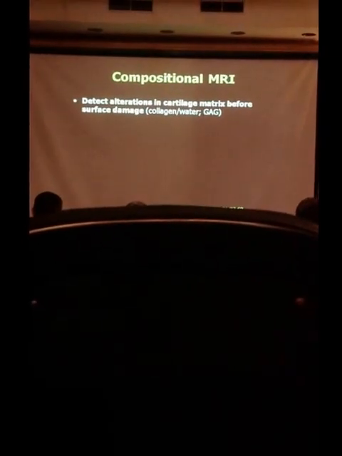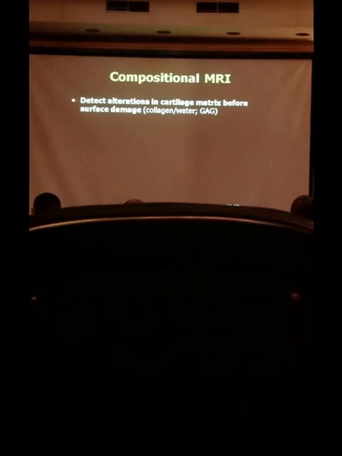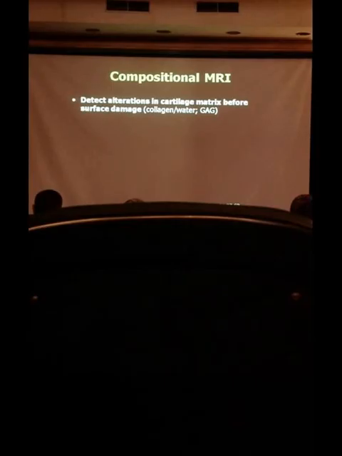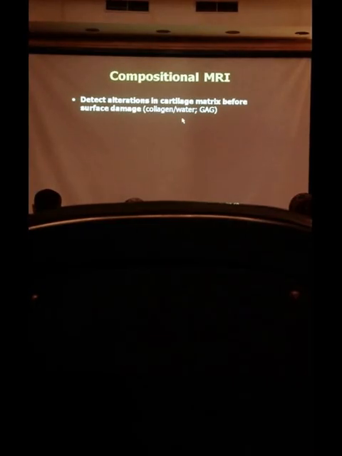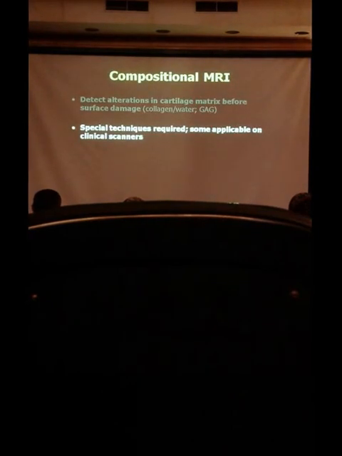So we see cartilage, we think it's fine. There's no defect whatsoever. But then we apply such compositional techniques and we see that within the cartilage, it has some problems going on, especially regarding early degeneration. And what we're evaluating here is the collagen content and its relationship with the water content within the matrix, as well as the proteoglycan content of cartilage, what we're going to call GAG. It's simpler to call GAG. It's the proteoglycan content of cartilage.